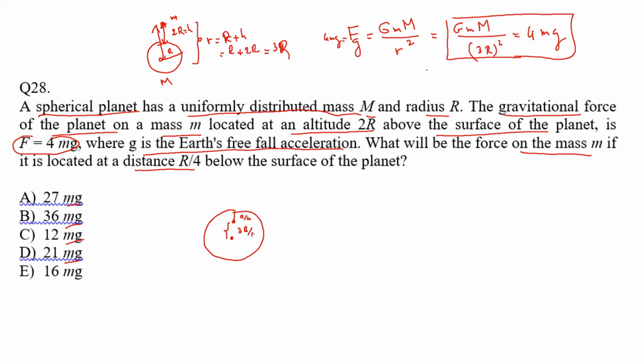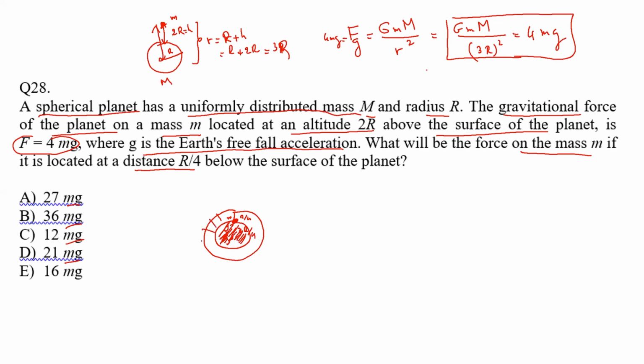3r divided by 4 plus r divided by 4 will give you the radius. Now the question is, what is the gravitational force if my object m is here? Well, I have to build the inner volume, because the shell theorem is telling you that only this mass inside my inner spherical shell will exert a gravitational force on this object, which is here.